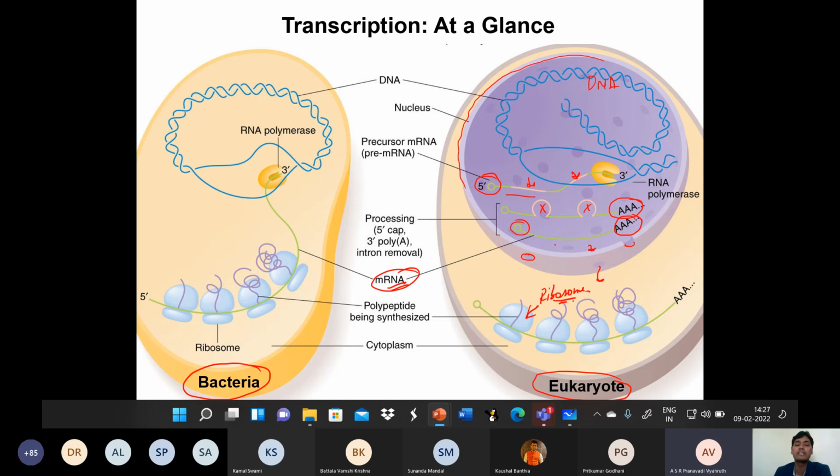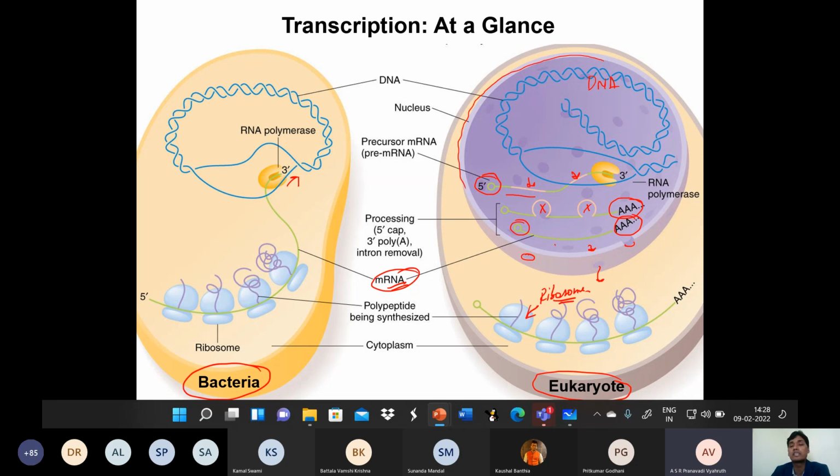But this is absent in bacteria. The good thing is, in the case of bacteria, transcription and translation are together. It means here the transcription is going on, and this is the initial part of the mRNA, the 5' end, and while the transcription is not yet completed, even before that, translation has started. So transcription and translation are coupled processes and can happen at the same time.